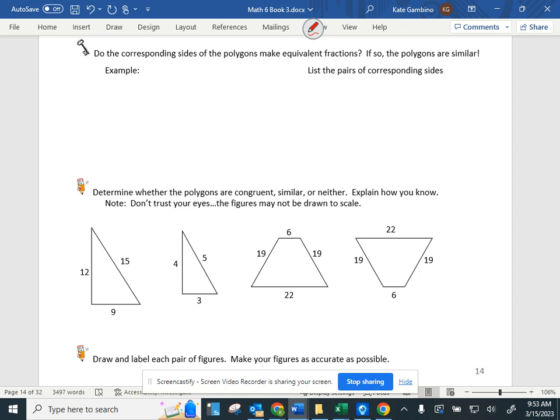So here is an example. Let's say I have this triangle, and then I shrink it down. So my side lengths are different, but my angle measurements all match up. So this angle is congruent with this angle, and this angle is congruent with this angle. So my angles stay the same. I'm just shrinking it down or making it bigger, but the angles stay the same.